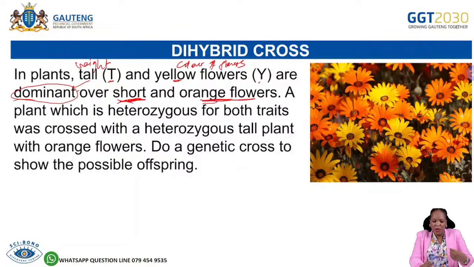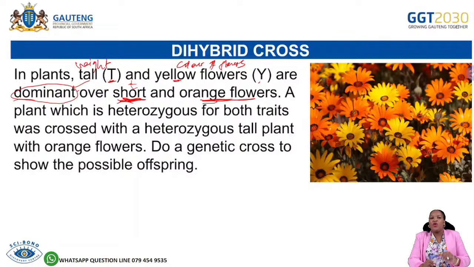Already, automatically, because you were given the letters there to say tall is represented with the capital letter T, how is short going to be represented if it is recessive? Remember, if something is dominant over the other, it means the other one at the bottom is recessive. Meaning we learn here that short is recessive. What letter are we going to use to represent short? It is small letter t, because we're already given T for tall.